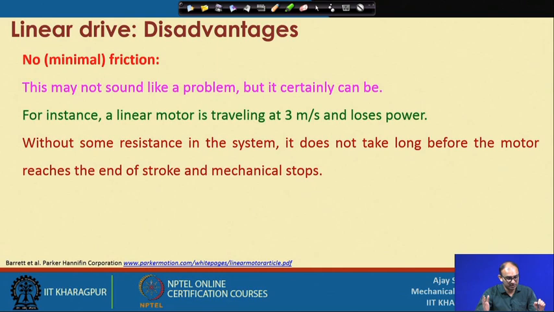So, you have to have some type of stopper, so that even if there is a power supply, you have a power backup. So, you can smoothly reach one location, or you put some stopper, so that it will not directly strike the end position or the limit switches. So, those are the disadvantages of the linear drive.